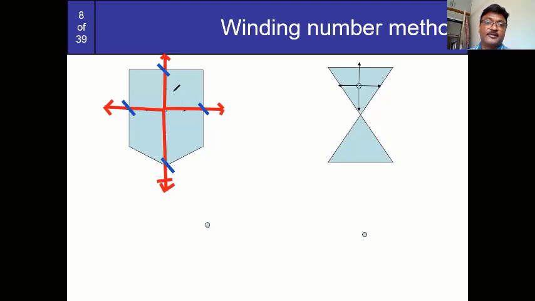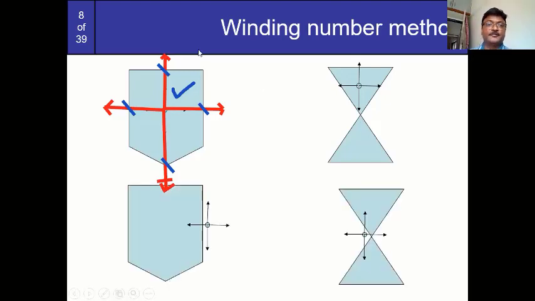Then you can say this is my point inside the polygon. Now another diagram, suppose this is my point. Again I am going to check all four directions. Now how can we check the outside?